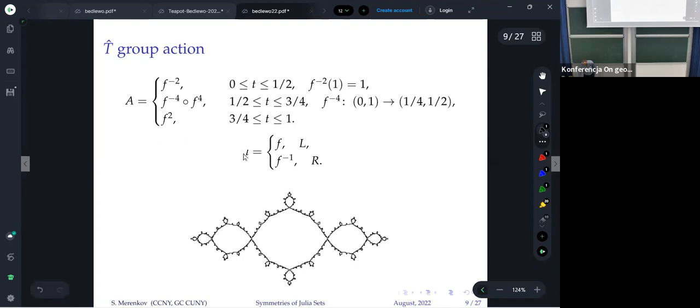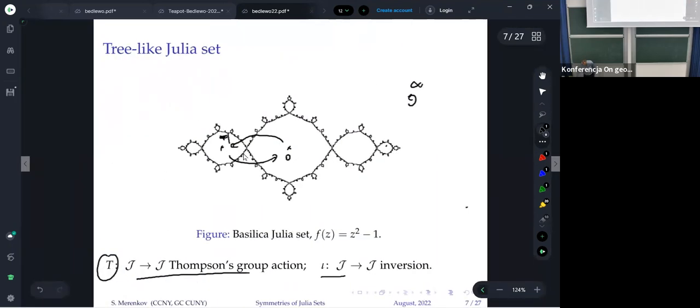And what is this inversion that I mentioned a couple of slides earlier? This inversion right here.